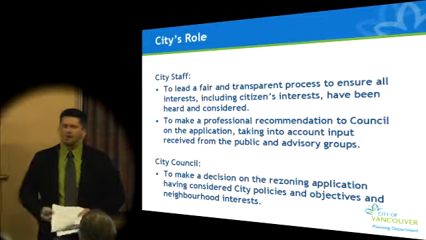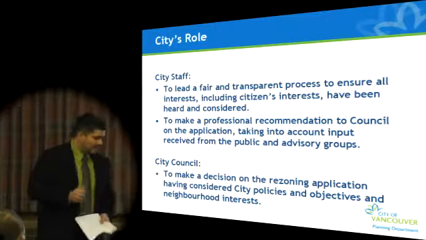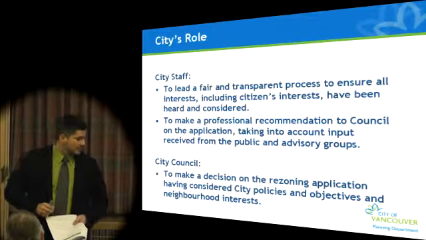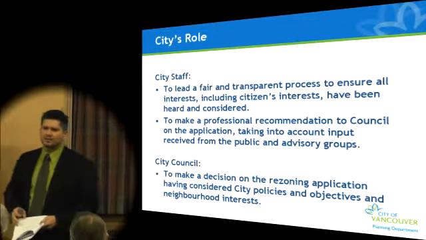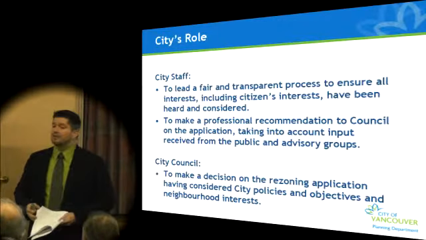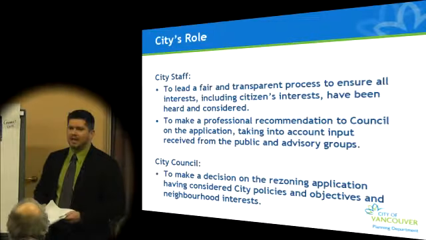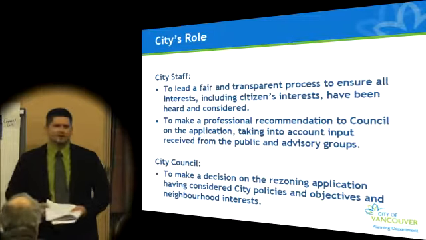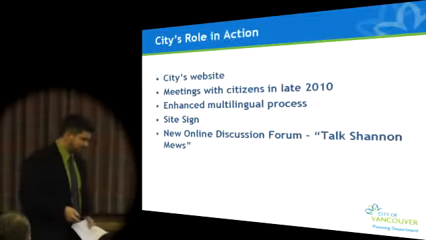But at the end of the day, our job is to recommend to council what we think they should do. Their job is to make a decision on the rezoning application, having considered everything they've heard, all the inputs in the process, the policy that they or other councils have already crafted, and thoughts and perspectives about future needs, even future residents' needs. Everything they might consider in the context of an application, and ultimately they make a decision.